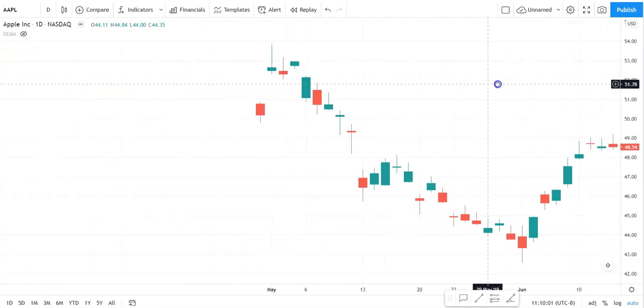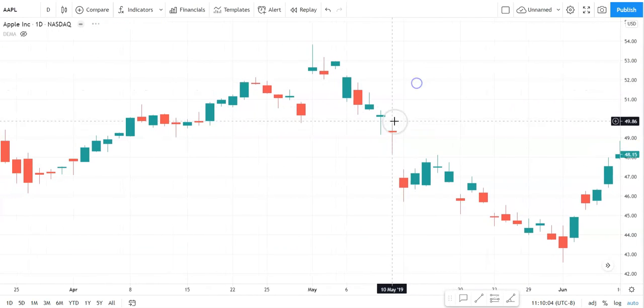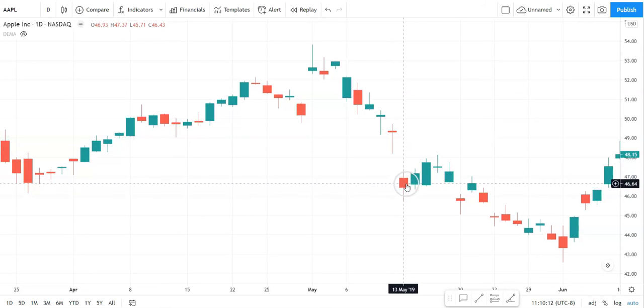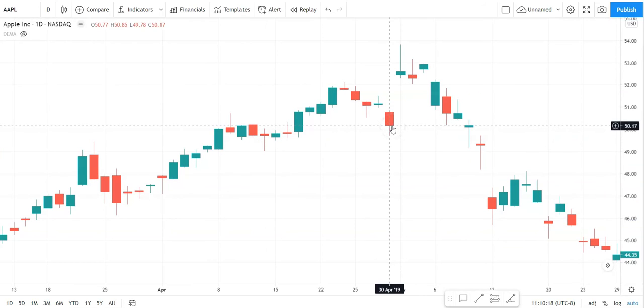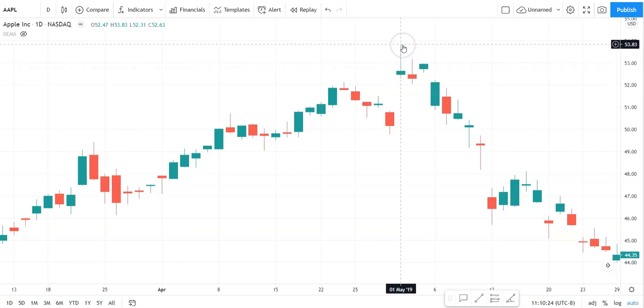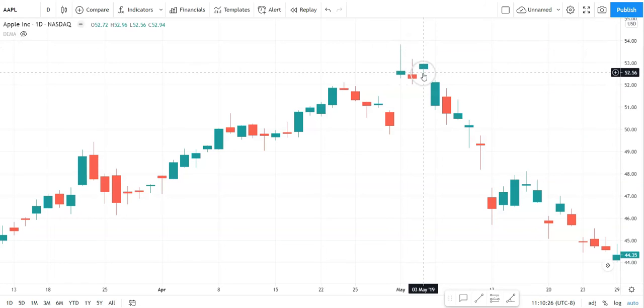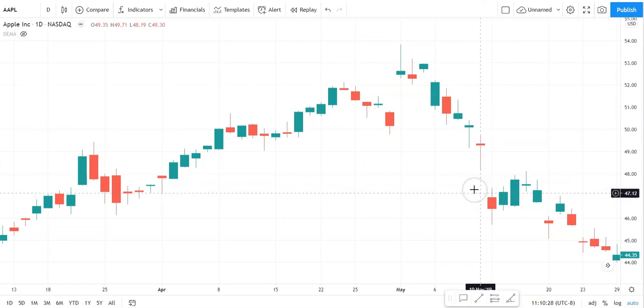Let's look for more examples of that. So here we're closing, and then the next day we gap down. We have this big gap down, and then we go up after that. Here's another example. We close here. The next candle, we gap up. We go up a little bit more, but then we end up dropping after that.